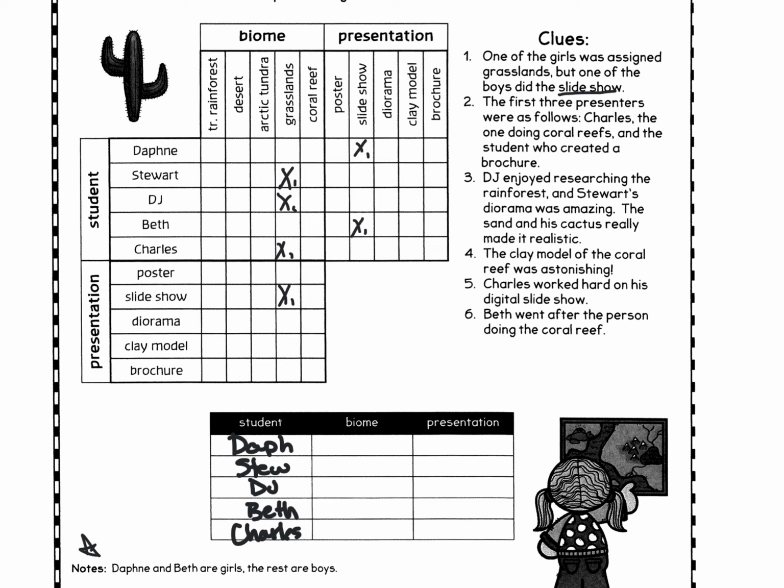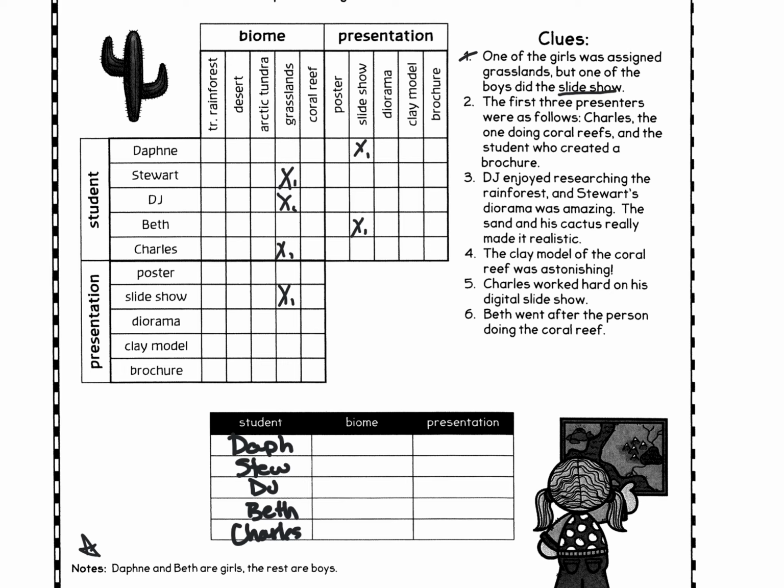I also know that the girls could not have done the slideshow. Oh, I already marked that one, sorry. Okay, so then next thing, clue 2. We did clue 1. So clue 2 says the first 3 presenters were as follows: Charles, the one doing the coral reefs, and the student who created a brochure.